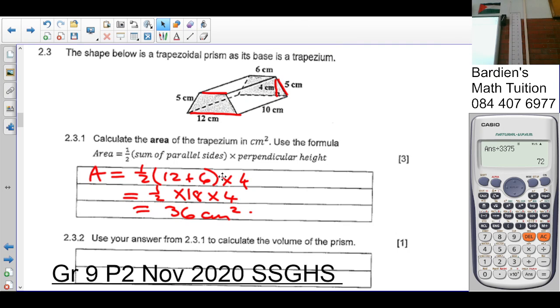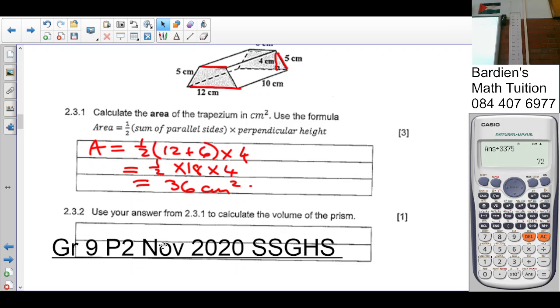Then the question in 2.3.2 says use your answer. So instead of use your answer, what would they have said? Hence. Instead of them saying that, they could have said hence. Okay. Hence, use your answer in 2.3.1, which is this answer we just calculated, to calculate the volume of a prism.